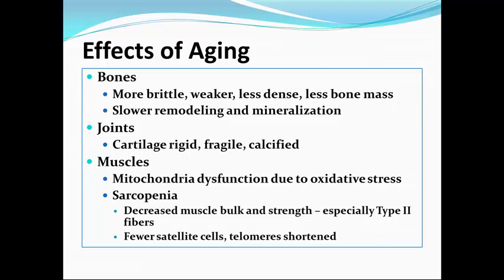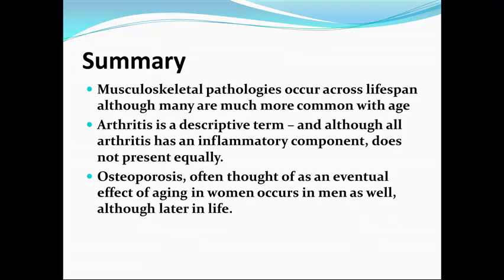Now certainly we talked about arthritis, osteoarthritis being more likely as we get older, and osteoporosis being more likely as we get older. But don't forget that when we think about musculoskeletal, it's not only about our bones and our joints, it's also about our muscles and the way our muscles also change as we age. So we know that musculoskeletal pathologies do occur across the lifespan, although, as we've talked about, a lot more common with age.